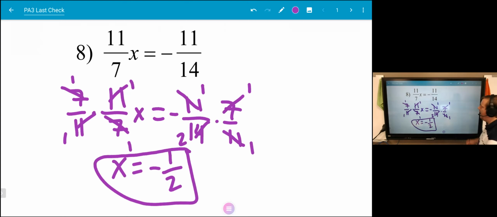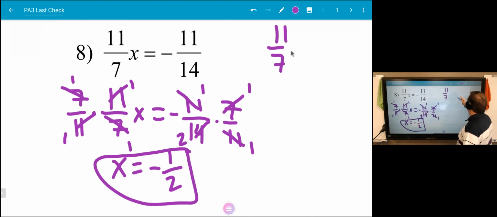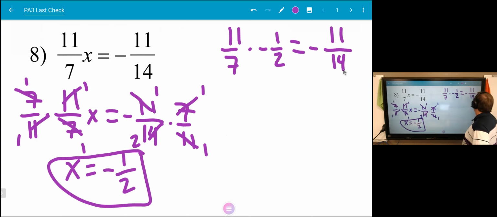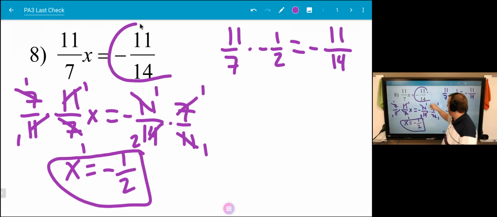I have a negative half. How do I check that? Great question. Plug it in. 11/7 times negative half. What does that give me? When I'm multiplying fractions, I multiply across. Well, first of all, a positive times a negative is a negative, opposite signs. 11 times 1 is 11. 7 times 2 is 14. And I got negative 11/14. And that is exactly what I was trying to get. I like it.